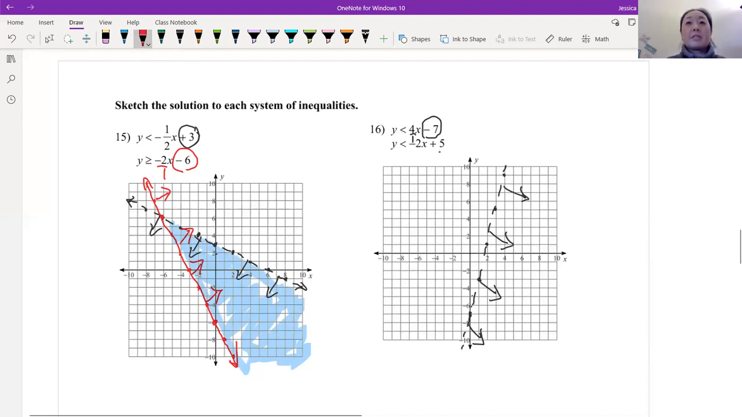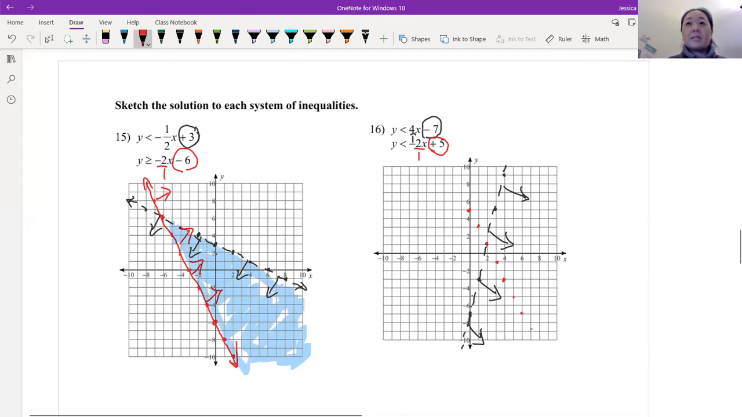Again, we're going to take a look at the second one. This is +5. Go right here to 5. And then this is -2/1. So we're going to go down 2, to the right 1. Down 2, to the right 1.